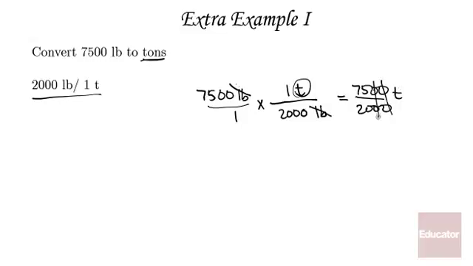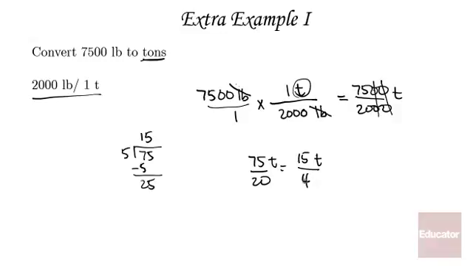And I can simplify, and it'll be 75 over 20 tons, which you could divide by 5 and get 15 over 4. And then to change that into a mixed number, it will go in 3 times with the remainder of 3. So it'll be 3 whole tons and 3/4. 3 3/4 tons.